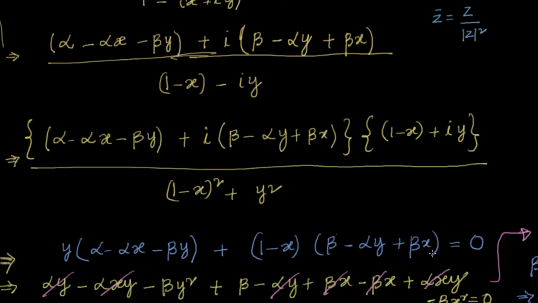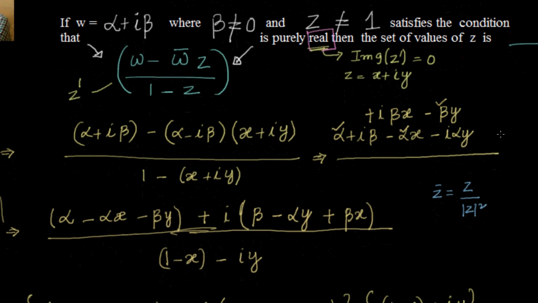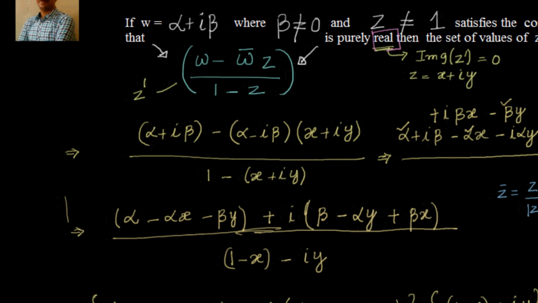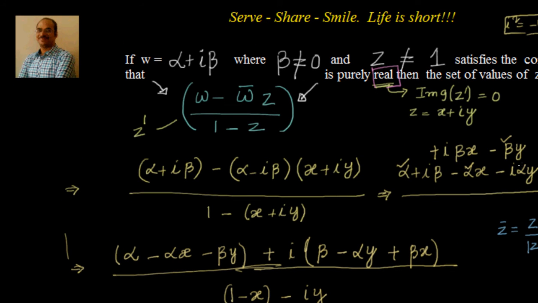That means mod of z is 1. So the set of values will be mod of z equal to 1 and z not equal to 1, because in the problem it has only been given that z is not equal to 1. So that's the first way of solving it. Now let's go ahead with the second way of solving the same problem.